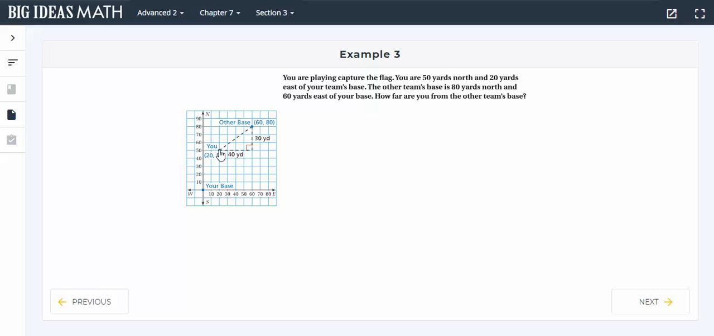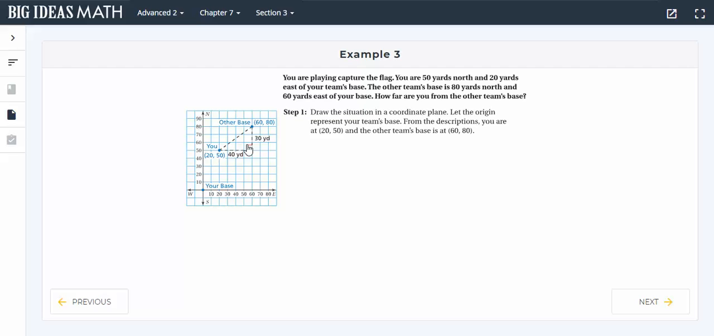And then from that, we've also been given that the other team's base is 60 yards east and 80 yards north. So they plotted both of those first. That's step one, to plot those. And then from the descriptions, from what you've been given, you figure out that the other team's base is 40 yards east of you and 30 yards north, based off of our graph here, our coordinate plane.